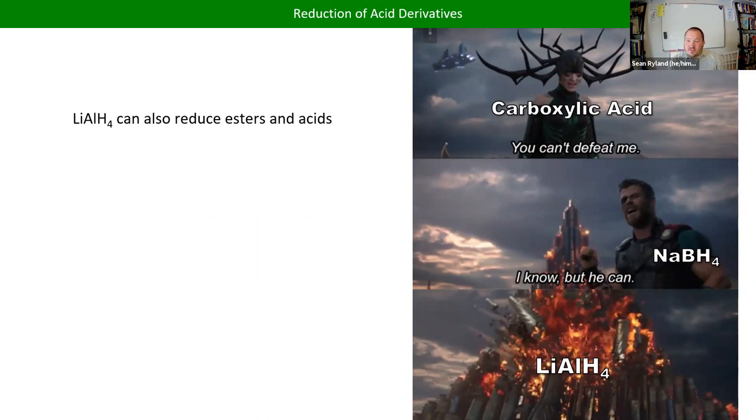And I just thought this was a good way to remember lithium aluminum hydride. Will reduce anything. Sodium borohydride is pretty good at reducing things, but can't do acids. Right, so lithium aluminum hydride is Surtr. You know your Norse mythology, fire giant that sets fire to the entire world in Ragnarok. Sodium borohydride's pretty strong.